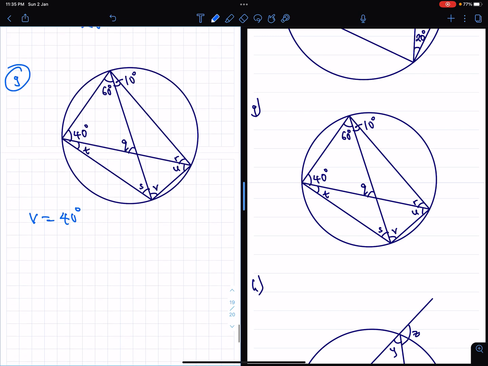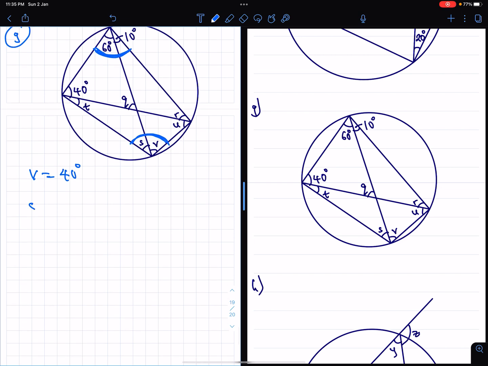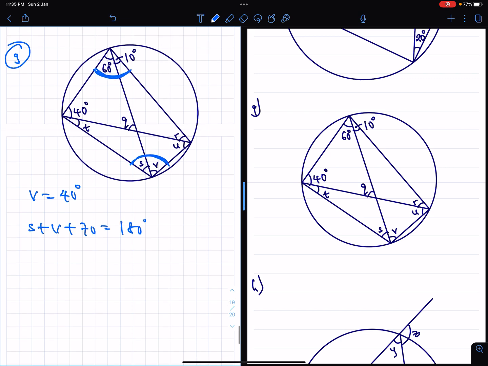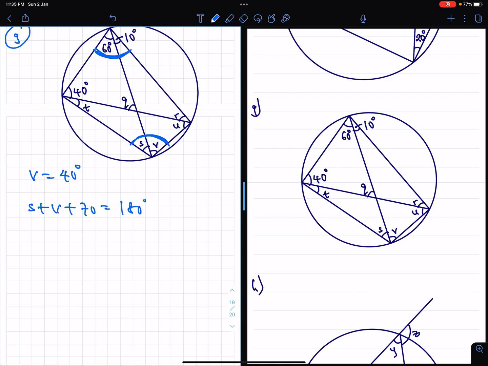Now I know V. What else can I find? The next thing that occurs to me is this. I know that S plus V plus the whole of this is 180 degrees, opposite angles of a cyclic quadrilateral, and the whole of this is 70 degrees. So S plus V plus 70 equals 180 degrees, opposite angles of a cyclic quadrilateral. If you want to put the reason there, that's what you write. That means S plus 40 plus 70.